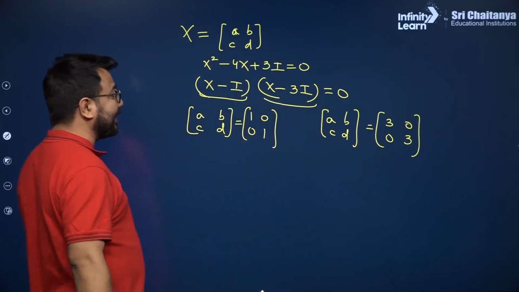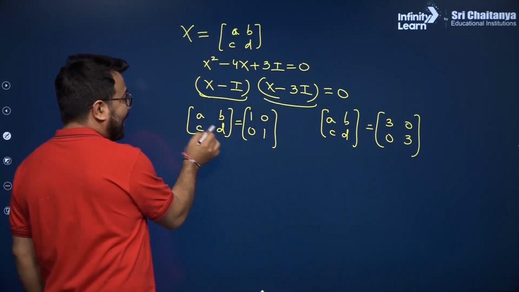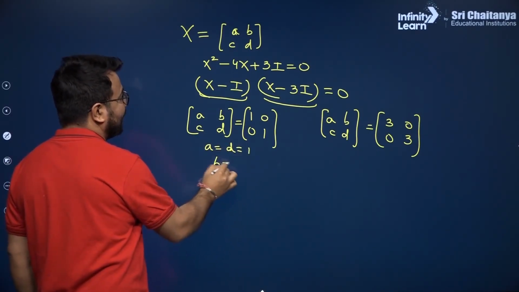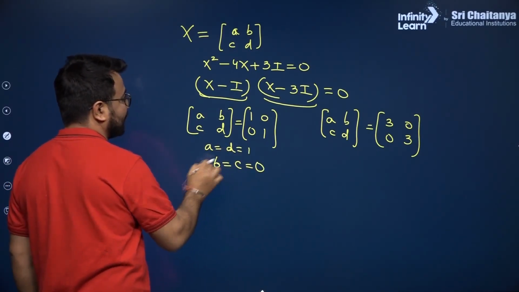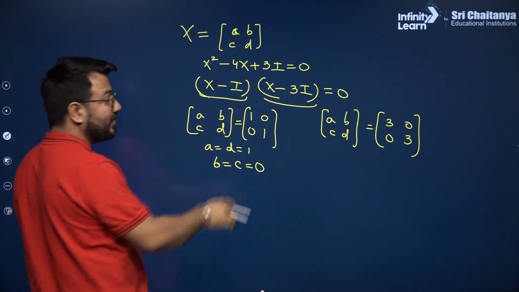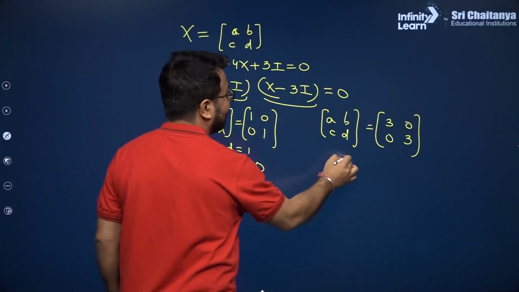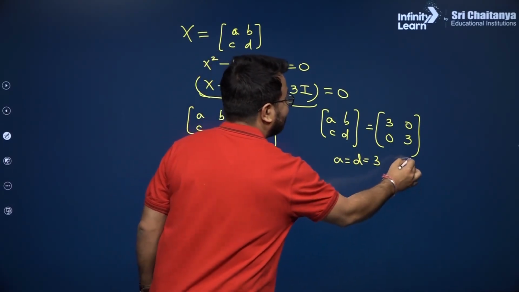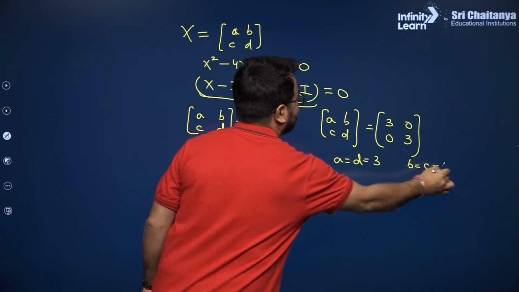From here what I can analyze: A and D are both equal to 1, and B and C are both equal to 0. Here is the first situation. Here is the second situation: A and D are both equal to 3, and B and C are both equal to 0.